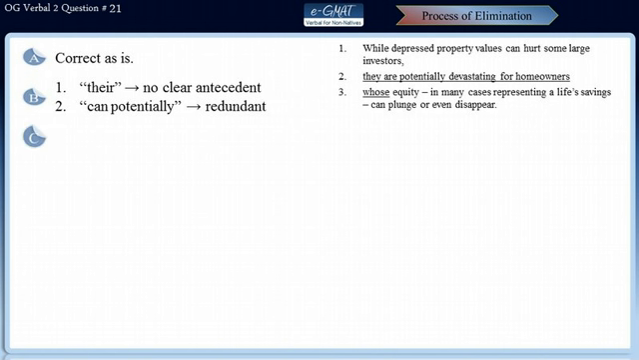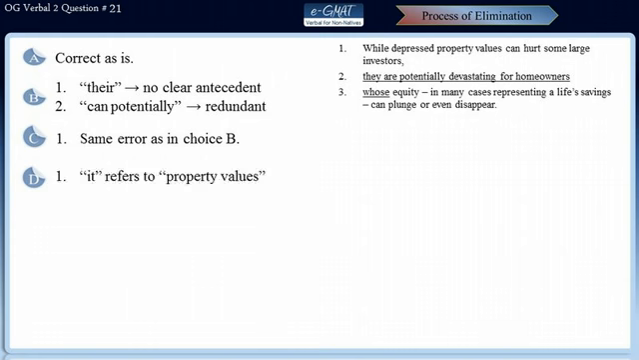In choice C, we again have this ambiguous there, which does not have a clear antecedent as in choice B. So C is also not the correct answer. In choice D, pronoun it refers to property values. Now this is not correct because it is singular and property values is plural. So we have noun antecedent number agreement error here. So this is the mistake in choice D.